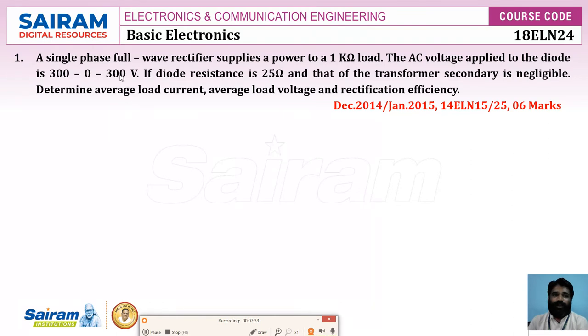A single phase full wave rectifier supplies power to a load of 1 kilo ohm. The AC voltage applied to the diode is 300 volt. If the diode resistance is 25 ohm and the center tap transformer secondary resistance is negligible, determine the load current, average load voltage and rectification efficiency.